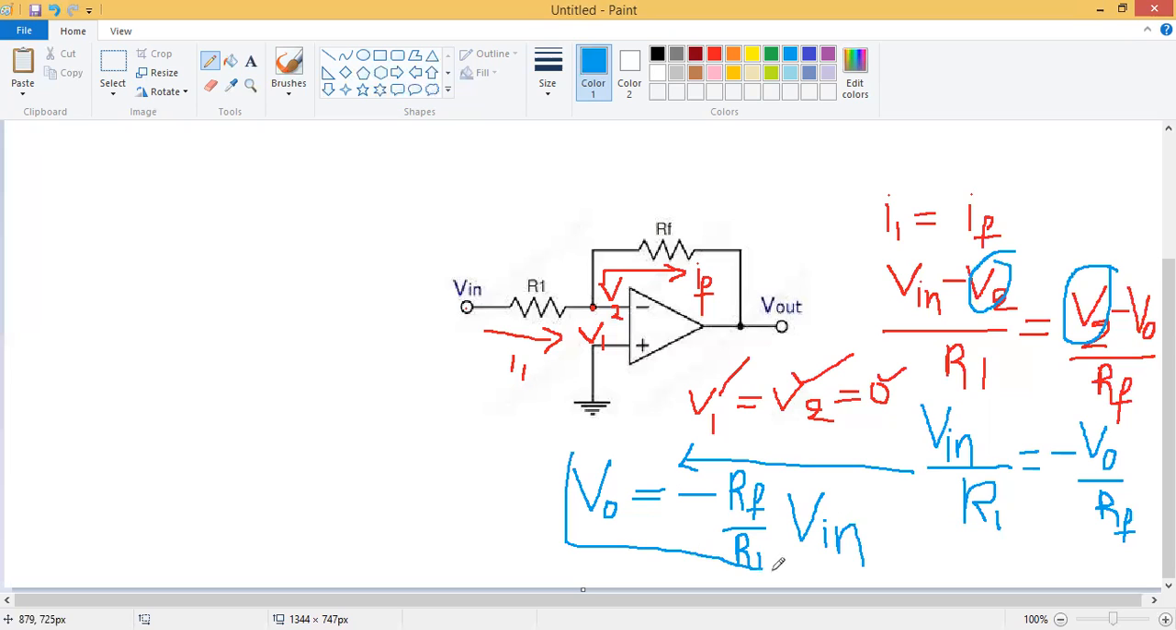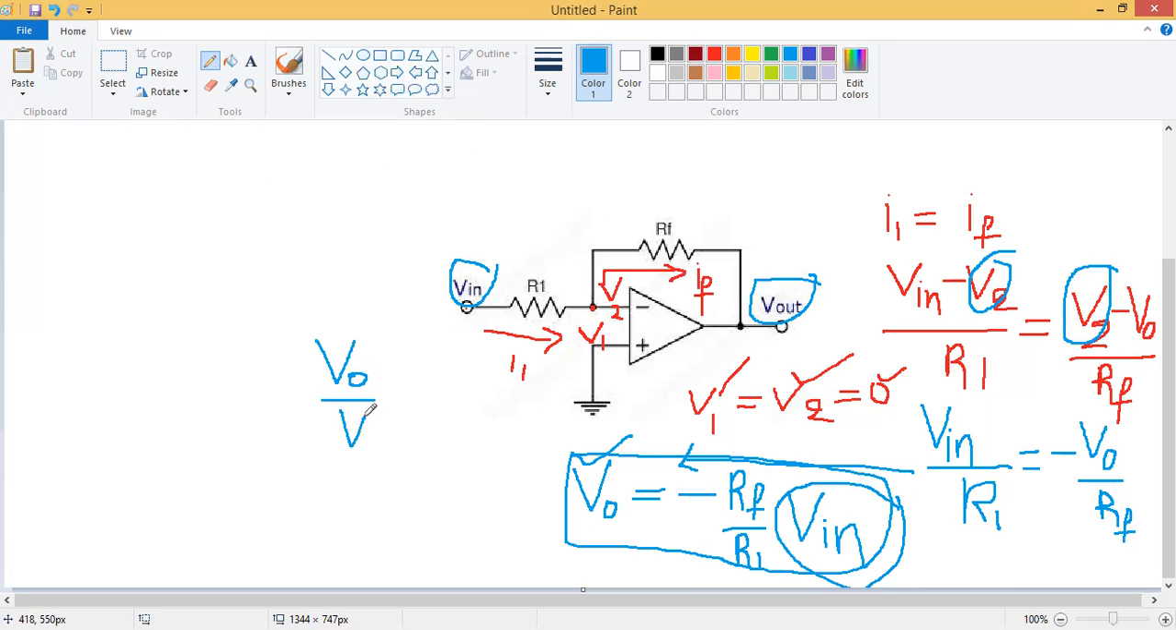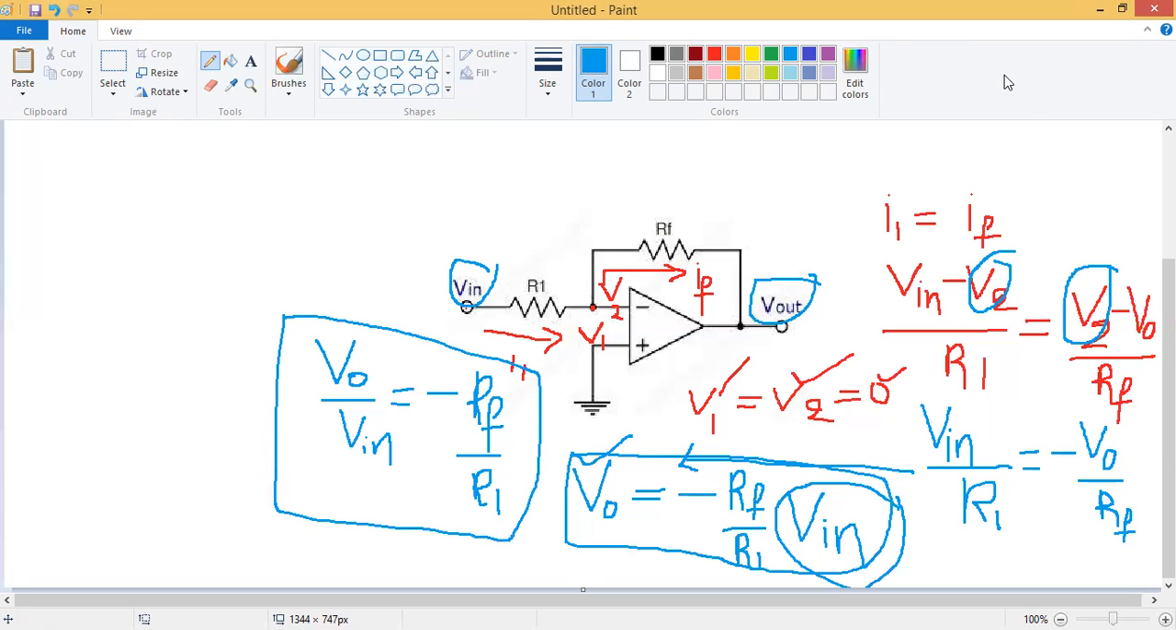Then after, we will write the voltage gain expression. The voltage gain is output voltage by input voltage. So if you modify this entire equation, we get the voltage gain equation: V0 by Vin equals minus RF by R1. Okay, this is my voltage gain equation for the inverting operational amplifier.